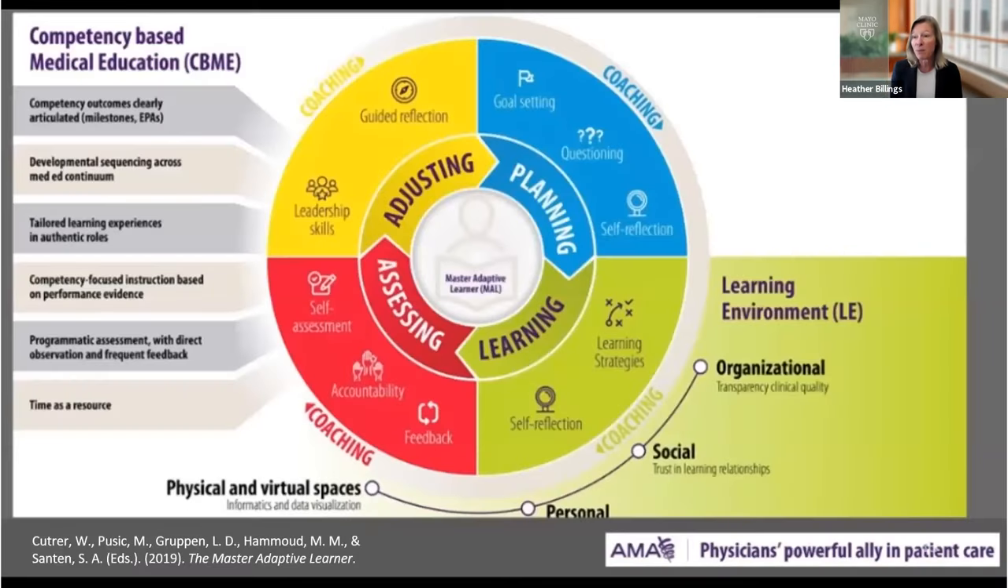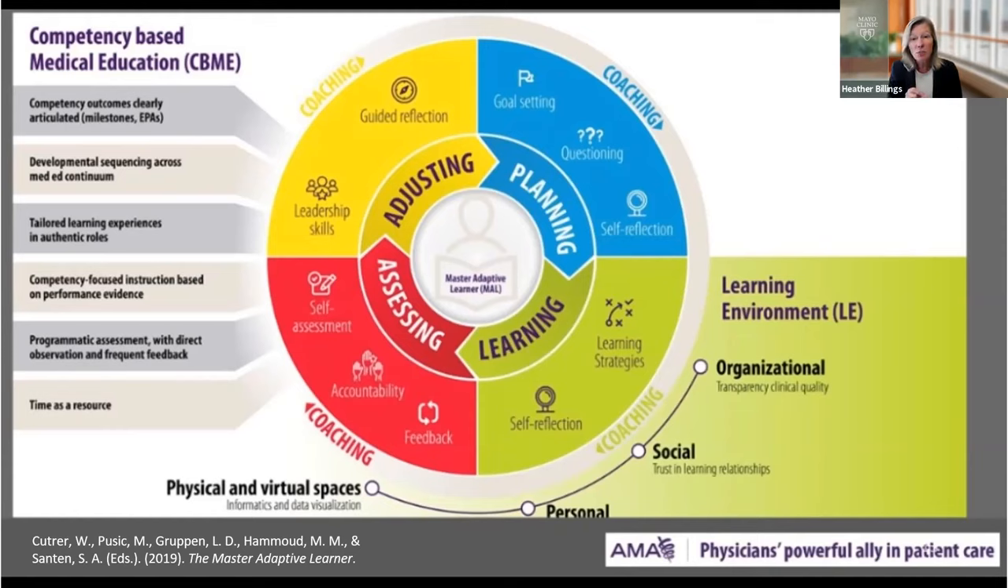This model provides a framework for both learners and supervisors to be intentional and descriptive in their teaching and learning goals by promoting the planning of the educational encounter, that blue portion of the circle, the adoption of active learning attitudes and strategies during the clinical encounter, that green section there, incorporation of assessment and feedback opportunities, aligning with the red section, and then being really deliberate about using information to make adjustments to advance medical knowledge and clinical skills, which is represented in the yellow portion of the circle.